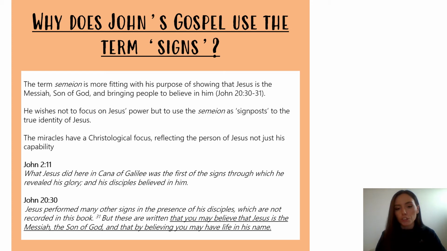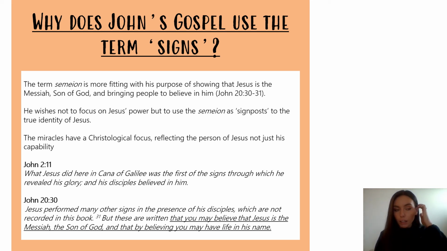In writing his gospel, John is trying to show that Jesus is the Messiah, Son of God. And therefore, in these accounts that involve miracles, John uses the word semeion to signpost us to the true identity of Jesus. He doesn't want us as a reader to focus on the power, Jesus' power. He wants us to see this instance and to learn about who Jesus is. And this links into broader ideas we see across John's Gospel. We see the term logos, for example, the word used in the prologue. And therefore, miracles in John's Gospel have a Christological focus. They are reflecting on the person of Jesus as opposed to his capabilities.